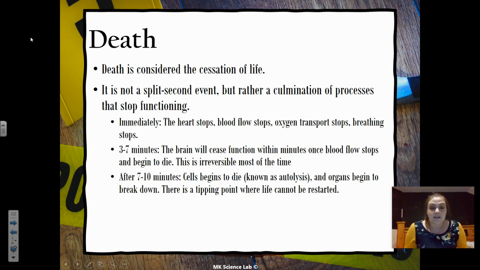After 7 to 10 minutes, cells begin to die, known as autolysis, and organs begin to break down. There is a tipping point where life cannot be restarted. About 7 to 10 minutes is where we see that switch. If a person's heart has stopped, blood has stopped, oxygen has stopped, and breathing has stopped, about 10 minutes after, generally, they cannot be brought back from that.